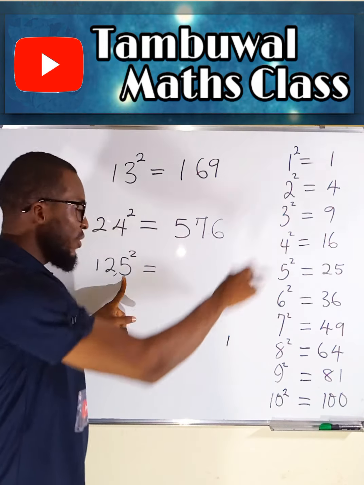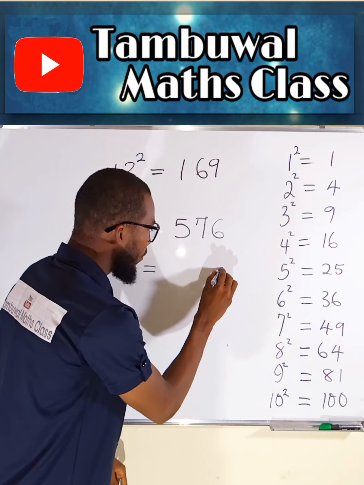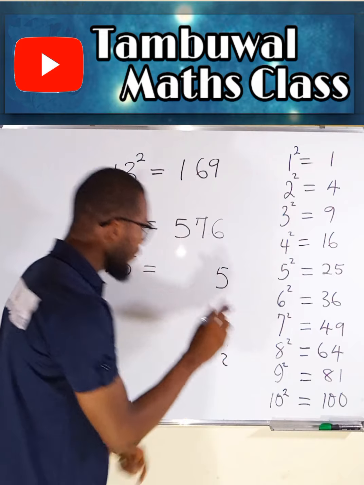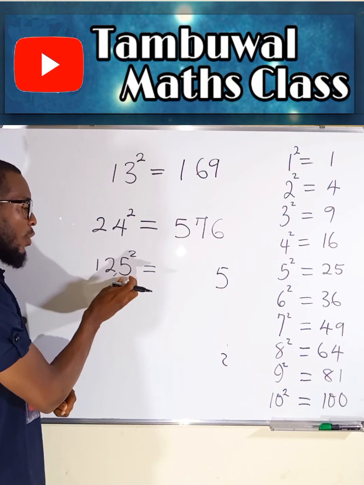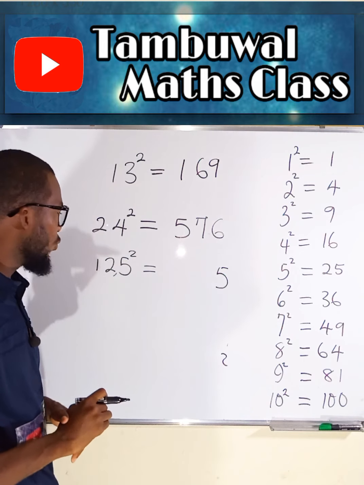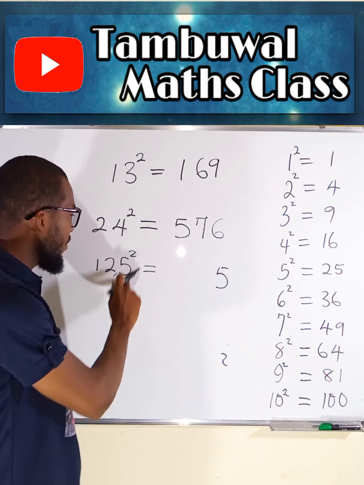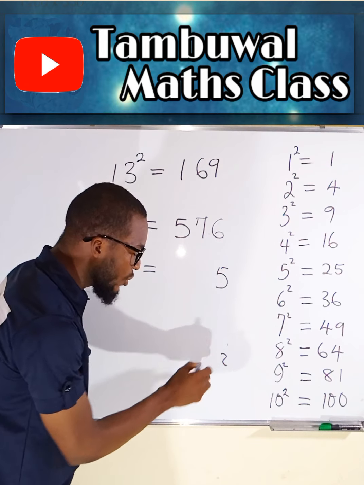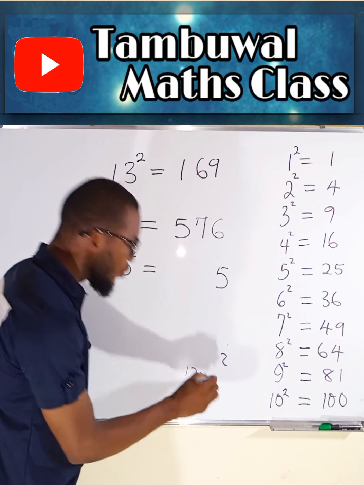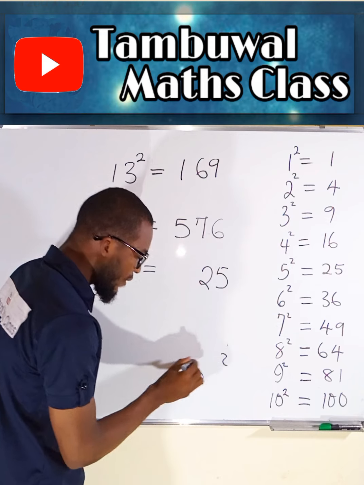To find the last digit, we square it. 5 squared, you can see, is 25, but we are going to write 5. We have 2 left. Then we take 12 multiplied by 5 multiplied by 2. 12 times 5 is 60. Then 60 times 2 is 120. We have 120 plus 2 is 122. We write the unit part. We still have 12 left.